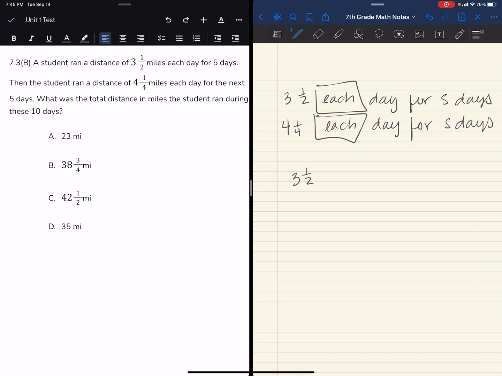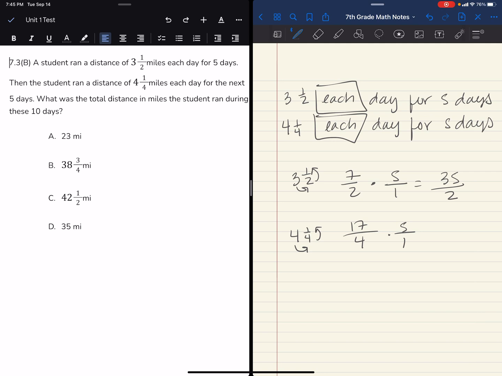So 3½ mixed to improper, 3 times 2 is 6, plus 1 is 7. So this is 7/2 times 5/1, which comes out to 35/2. And then 4¼ mixed to improper, 4 times 4 is 16, plus 1 is 17. 17/4 times 5/1.